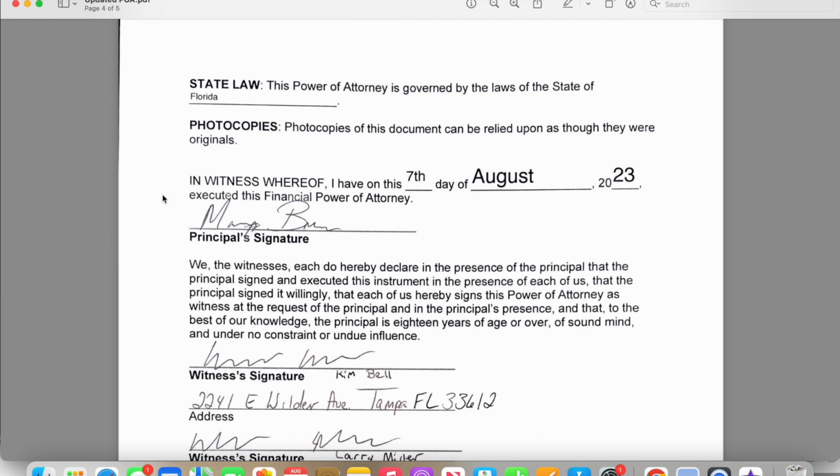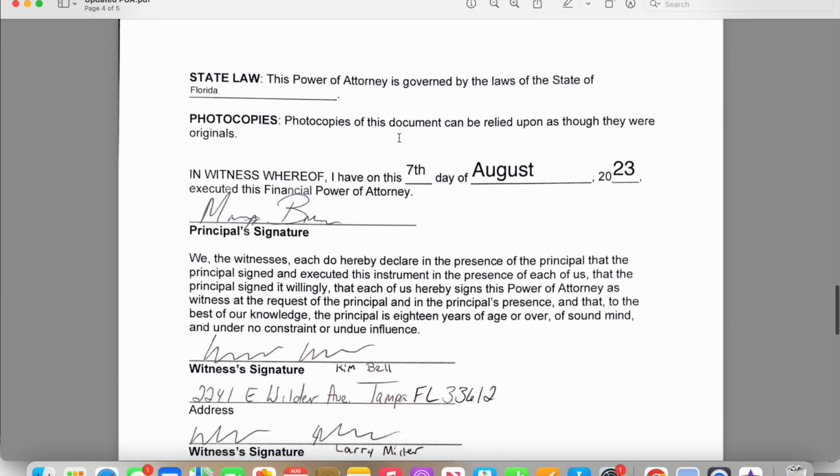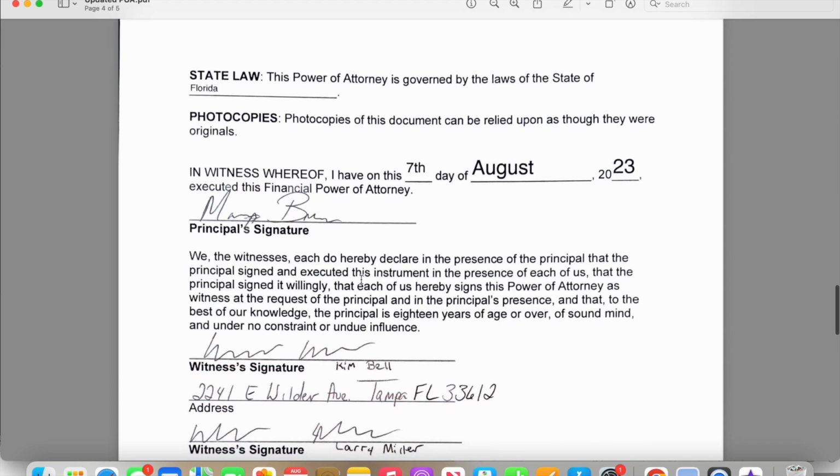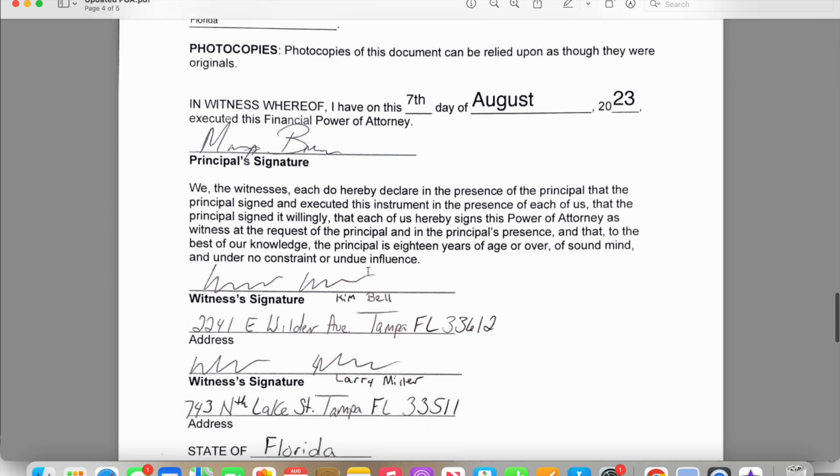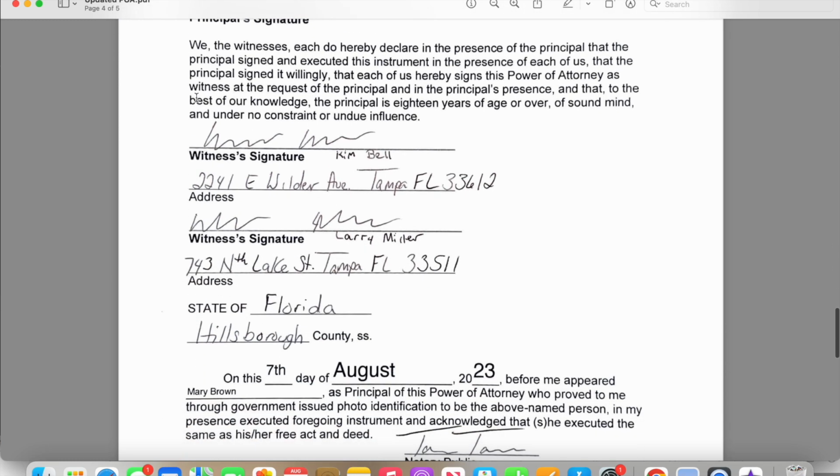Here, this is the principal signature. So the person who's done all of this initially, they're going to go ahead and sign their name there. Now here, this is going to be for your two witnesses. In the state of Florida, you have to have two witnesses for wills and power of attorneys, okay? So here, they would sign, and then they would put their address, each witness.